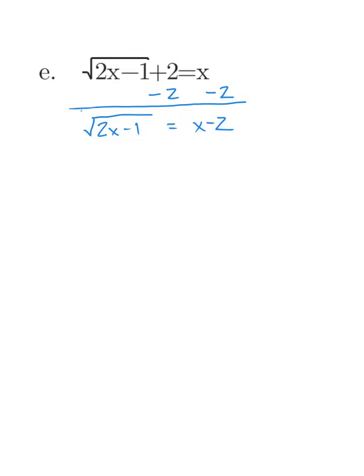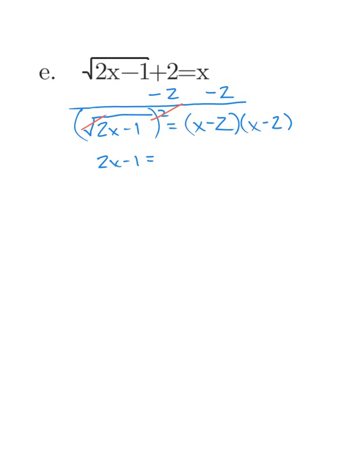All right, I want to square both sides. And on the right, you do need to be careful. We can't distribute the square. Remember that we want to FOIL. So instead of putting x minus 2 squared, I'm going to write x minus 2 times x minus 2. On the left, we get our square and our square root cancel, leaving me with 2x minus 1.